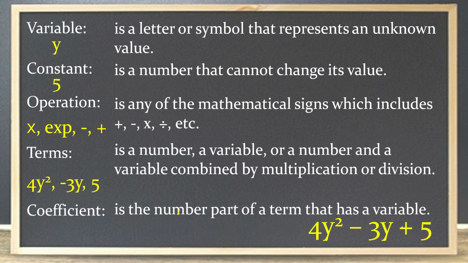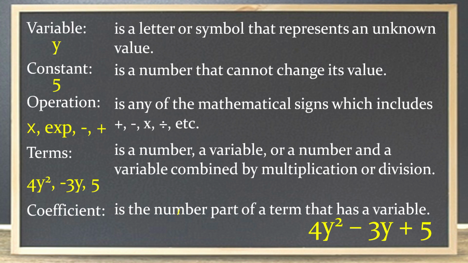So a coefficient cannot be a part of a term that doesn't have a variable. Like here, the 5. 5 is a term, but it doesn't have a variable. So you cannot consider 5 to be a coefficient. A coefficient only exists when a term has a variable. Here, y squared has the variable y, and here we also have a variable y. So we can have a coefficient here. The number part is the coefficient, and that is minus 3 here, and the coefficient here is 4.